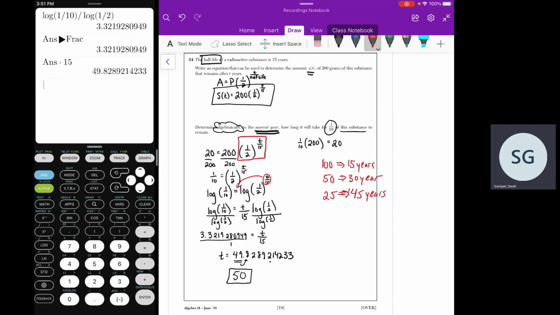Now, we said it's going to be 50 years until 20 is left over. So that tracks that it would be less than 25 here. If we do another half-life, that will be at 60 years. So it should make sense that 20 grams of the substance is going to be in between 45 and 60 years. This is just a mental check to make sure my answer is reasonable.